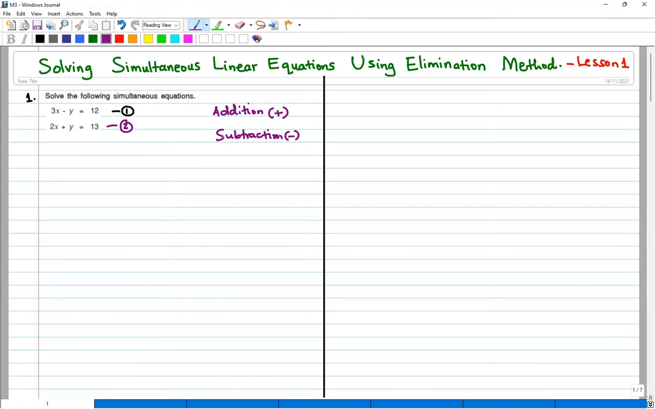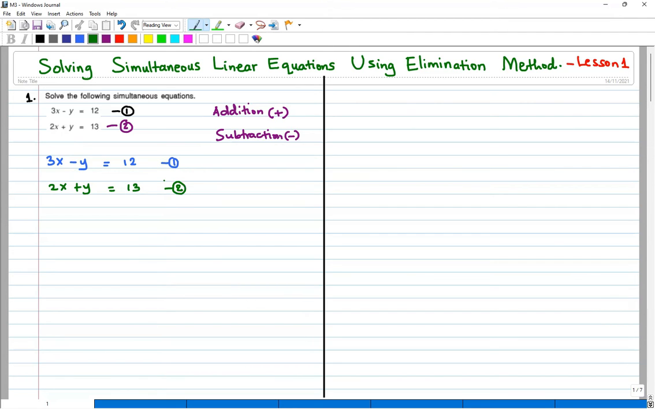Okay, now we have two equations. Let us rewrite them to have 3x minus y is equal to 12. And this is equation number 1. And the other equation is 2x plus y is equal to 13. This is equation number 2.